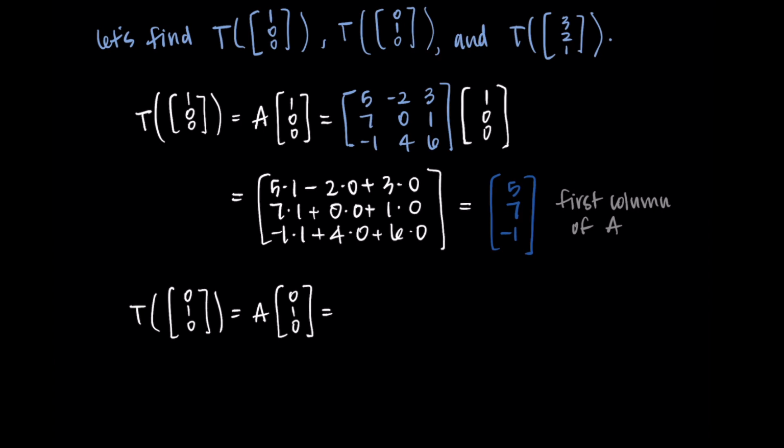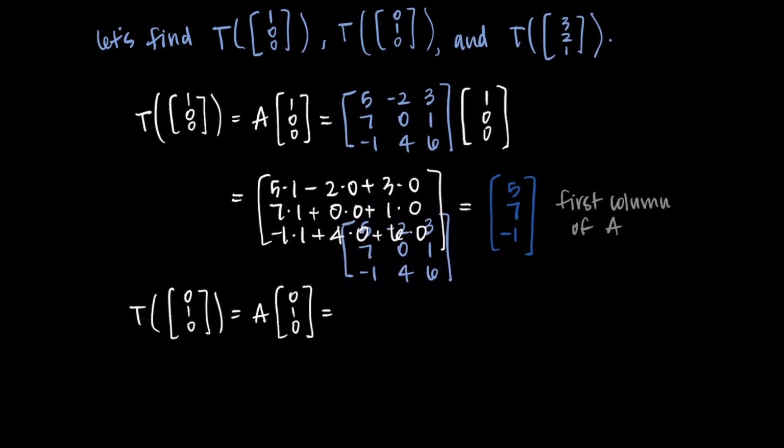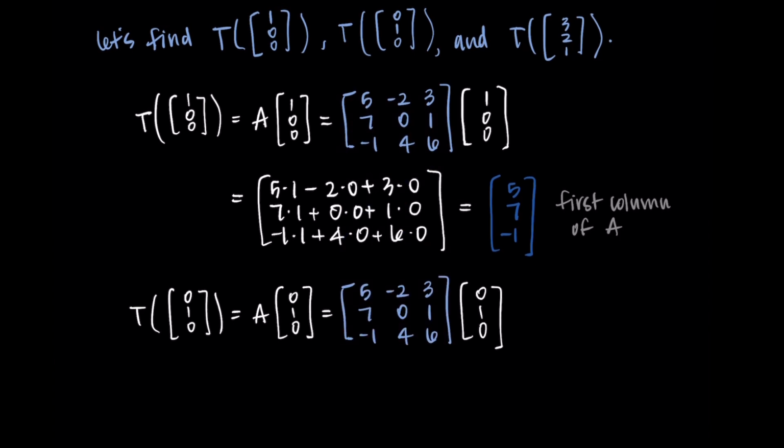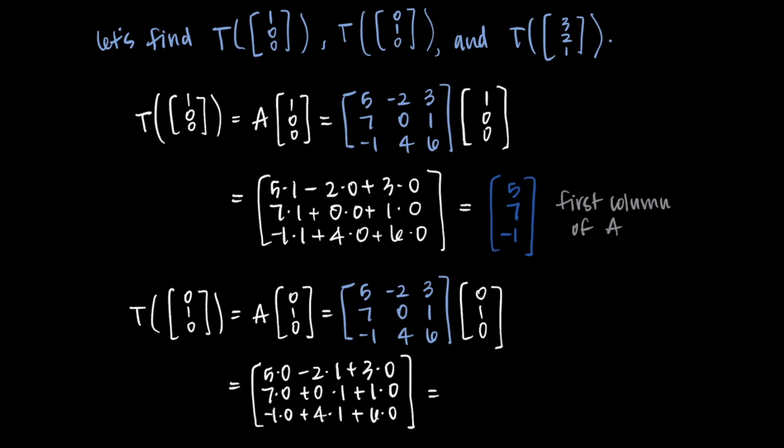What T does is it takes the matrix A times that input vector, so we're going to write the matrix A here times our 0, 1, 0. Then if I do the algorithmic way of doing the multiplication, I'm doing the first row times our vector, so 5 times 0 minus 2 times 1 plus 3 times 0. Then I do the next row, so 7 times 0 plus 0 times 1 plus 1 times 0, and the third row, negative 1 times 0 plus 4 times 1 plus 6 times 0.